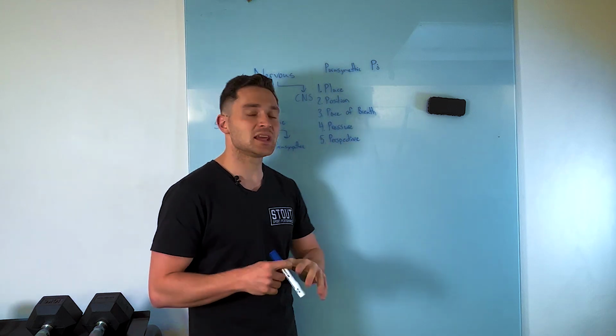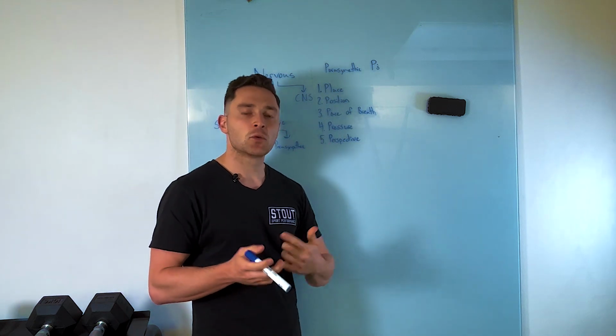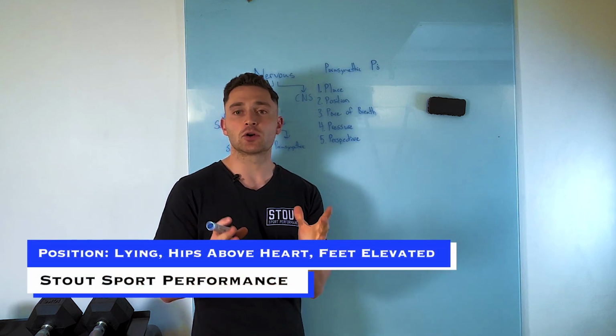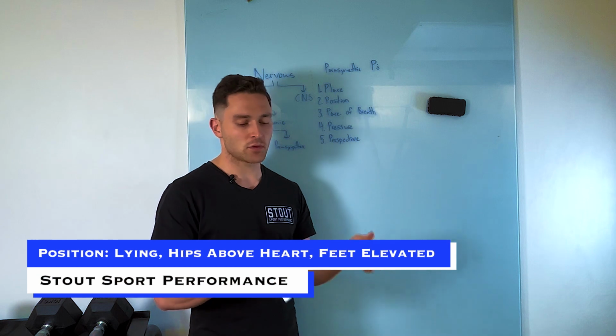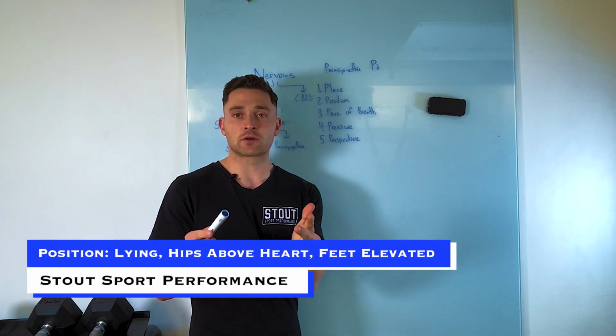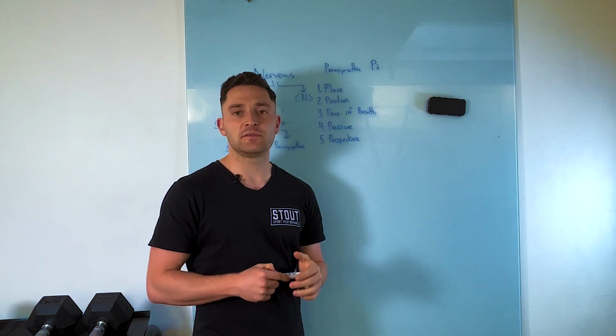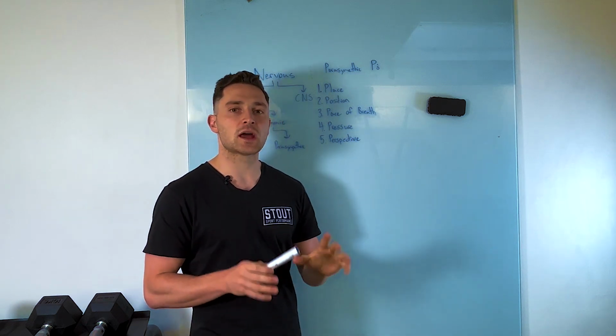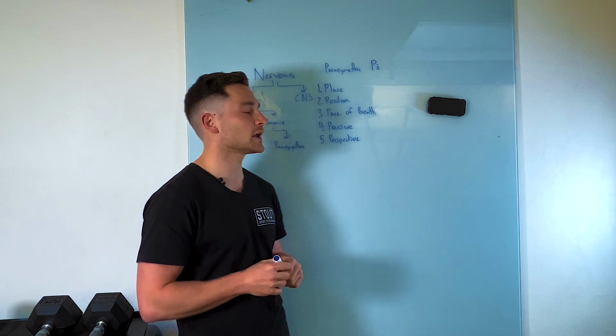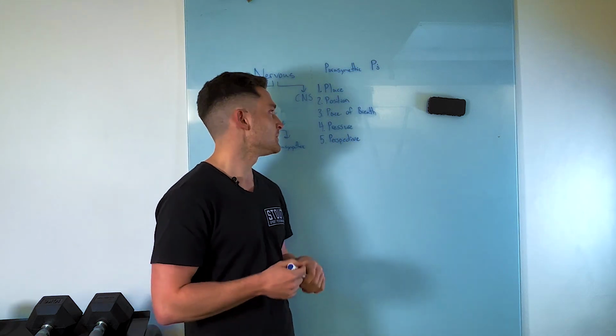Step 2 is going to be thinking about our position. We need to be in a position that helps encourage relaxation. So this could be lying on our back, lying on our back with our feet planted on the ground. If we can elevate our feet and elevate our hips above our heart, this is also going to help encourage this parasympathetic nervous system state.